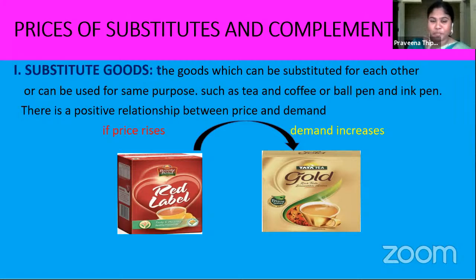We'll explain with the help of an example. Say, children, when the price of tea increases, what happens? People don't prefer to buy tea. Why? Because the price of tea has increased. Then what is the substitute good of tea? Coffee is the substitute good of tea. So they prefer to buy coffee. It means that when the price of tea increases, the demand for its substitute good, that is coffee, will increase.